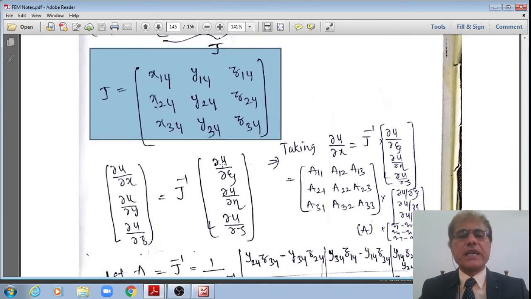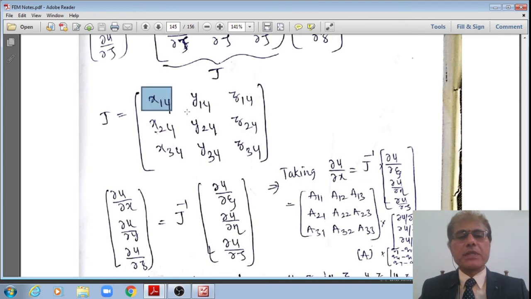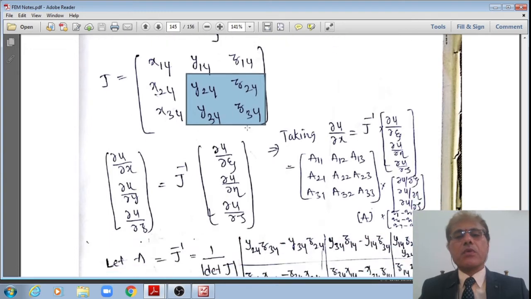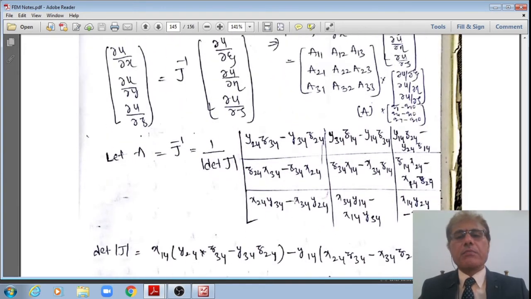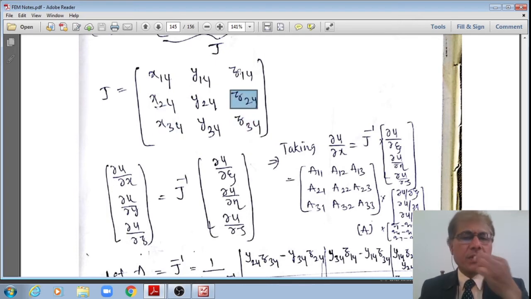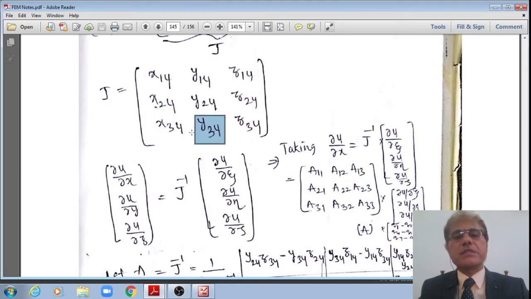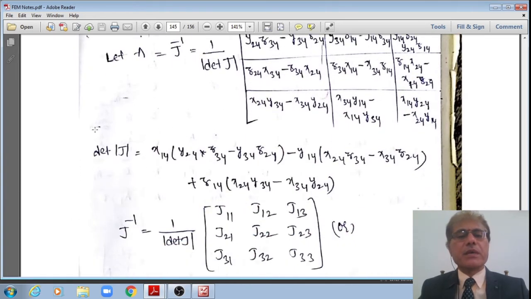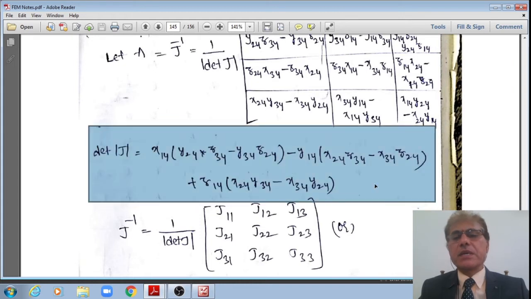What is det J? Det J is nothing but x14 multiplied by y24 multiplied by z34 minus y34 multiplied by z24, minus y14 multiplied by x24 multiplied by z34 minus x34 multiplied by z24, plus z14 multiplied by x24 multiplied by y34 minus x34 multiplied by y24. That is how the determinant of this 3 by 3 matrix, the determinant of this Jacobian, is given.